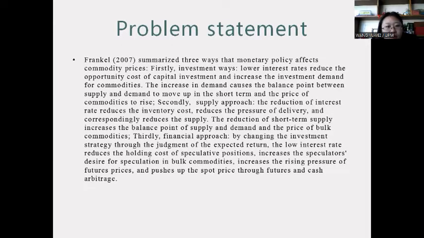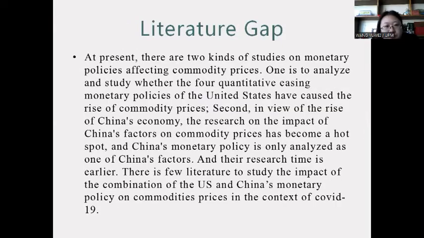Frankel in 2006 summarized that monetary policy affects commodity prices: first, the investment weight, second, the supply approach, and third, the financial approach. At present, there are 2 kinds of studies on monetary policy affecting commodity prices. One is studying whether the quantitative monetary policy of the US has caused the rise of commodity prices. And second, with the rise of China's economy, the research on the impact of Chinese factors on commodity prices has become more important.